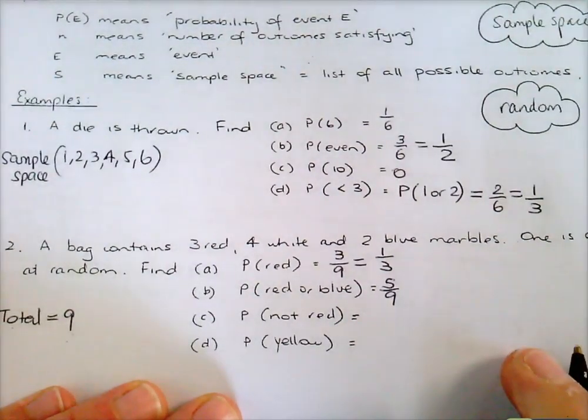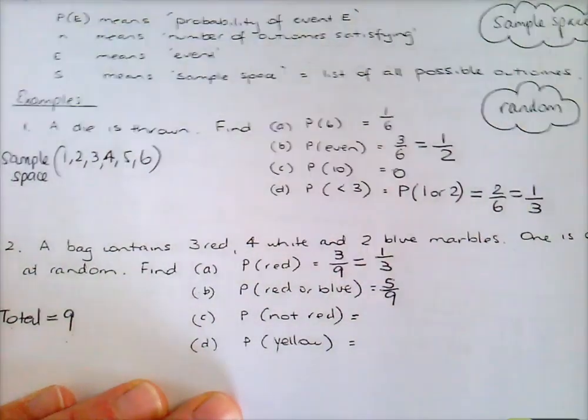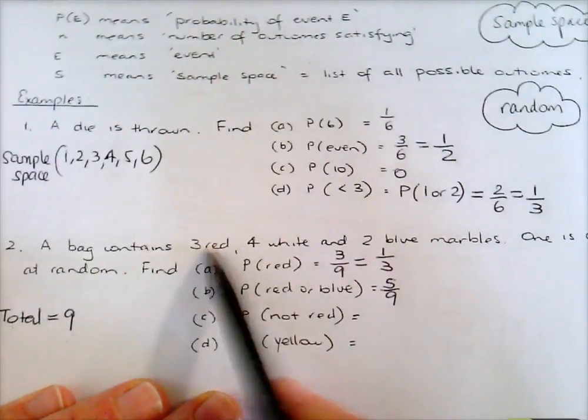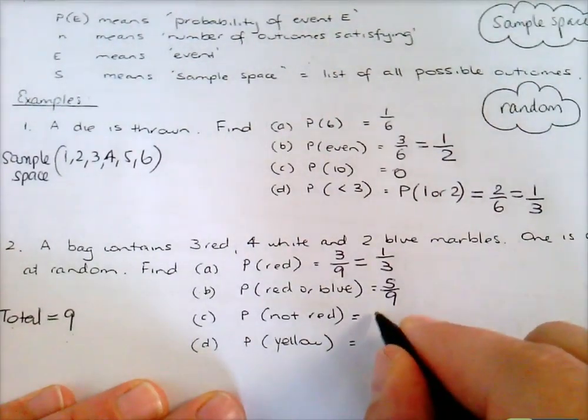Probability of red or blue. Probability of red or blue is? Yeah, 5 out of 9, can't be simplified. Probability that it's not red.